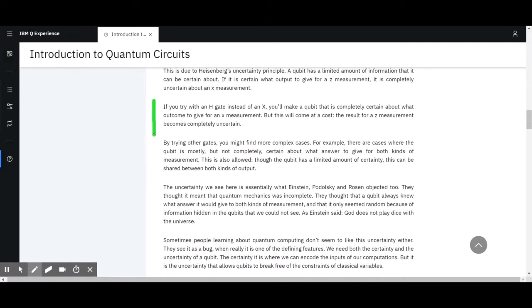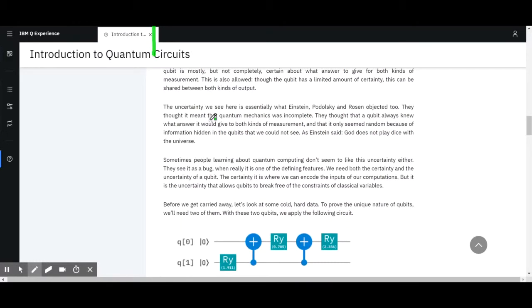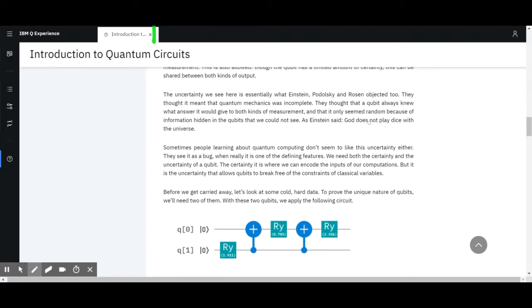That's kind of the same point exactly. You can try other gates and build more complex cases, for example, cases where the qubit is mostly but not completely certain about what answer to give for both kinds of measurement. The uncertainty we see here is essentially what Einstein, Podolsky, and Rosen objected to.